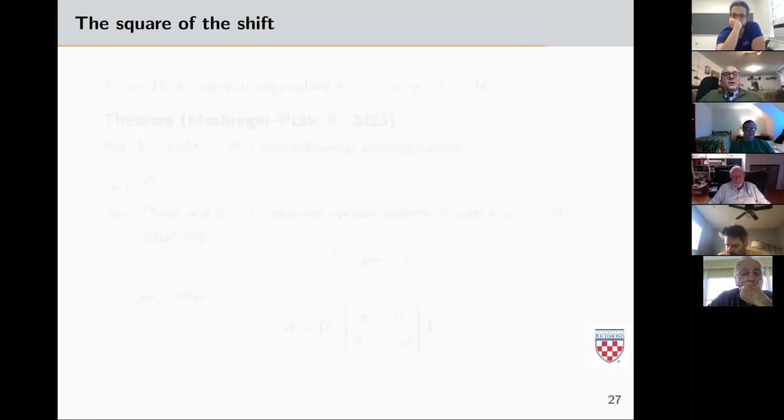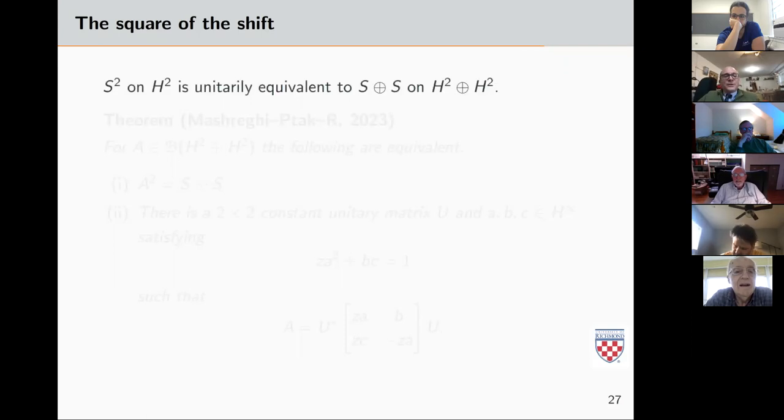On a project I worked on with Javad and Marek, can I actually describe all the square roots of the square of the shift? And it turns out it's an interesting class of bounded operators. To make this easier to state, by separating the Hardy space into its even part of the power series and the odd part of the power series, you can show that S squared is unitarily equivalent to S plus S on H2 direct sum H2.